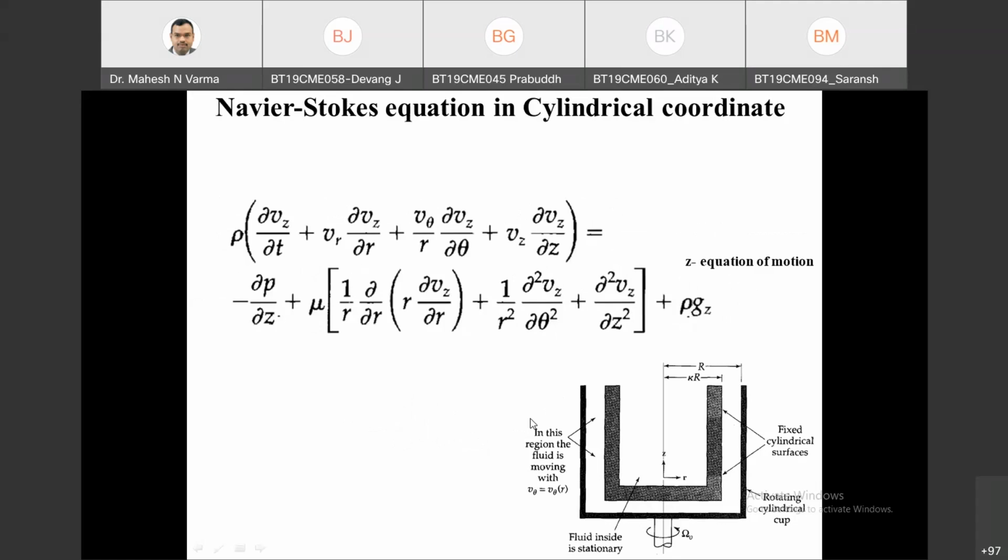Next is Aditya, roll number 60. Yes, sir. Can you simplify this equation?